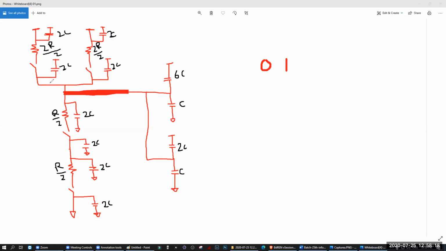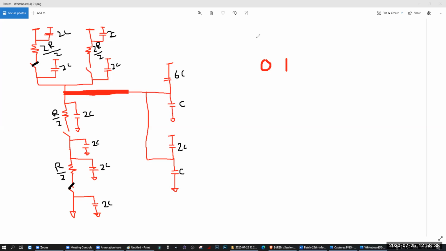So how to do that? Pretty simple. A is 0, right? So this should be connected. B is 1, so this should be disconnected. A is 0, so this should be disconnected. B is 1, so this should be connected. Right? Now, see, look at this.